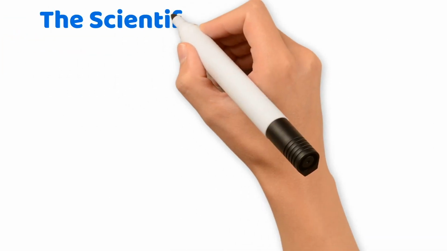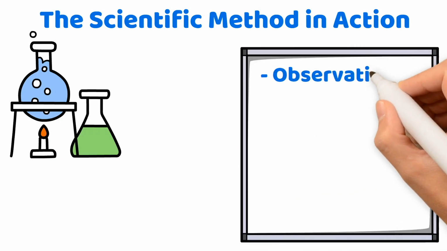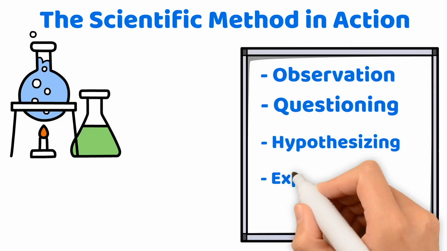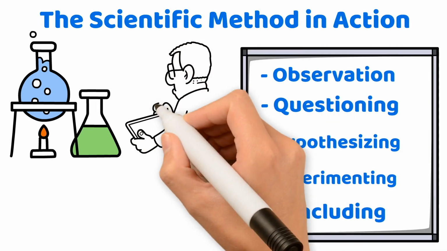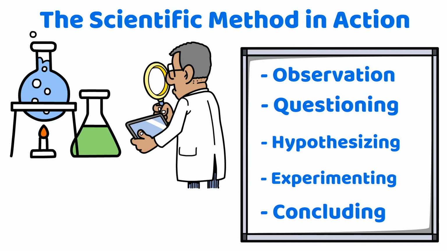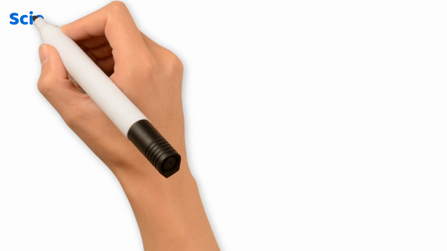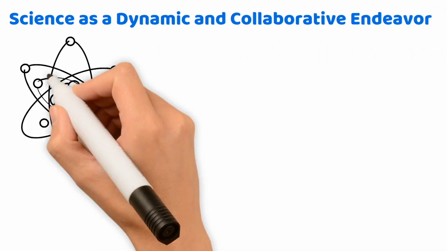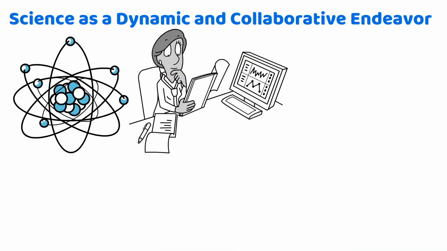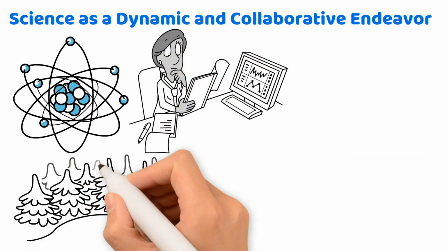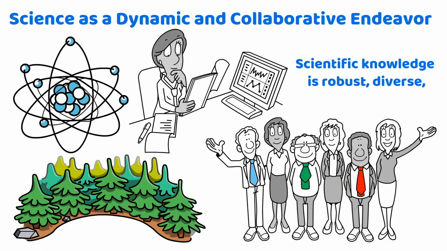The scientific method in action. The scientific method is a dynamic process involving observation, questioning, hypothesizing, experimenting, and concluding. This method is crucial for minimizing bias and ensuring the reliability of scientific findings, embodying the rigorous nature of scientific inquiry. Science as a dynamic and collaborative endeavor. Science is continually evolving, driven by new evidence and collaborative efforts across disciplines and borders. This dynamic nature ensures that scientific knowledge is robust, diverse, and reflective of the global community.